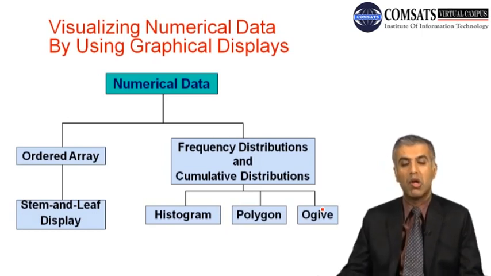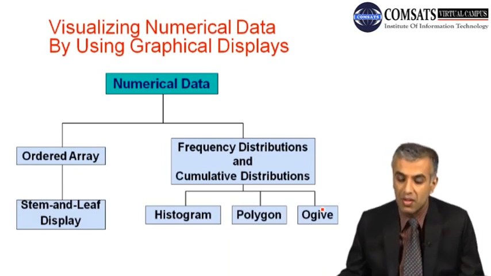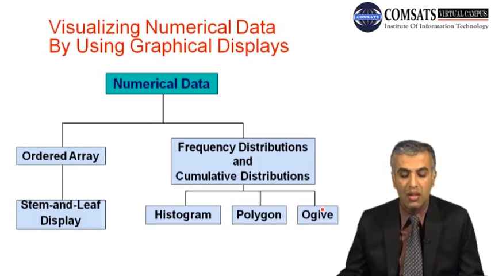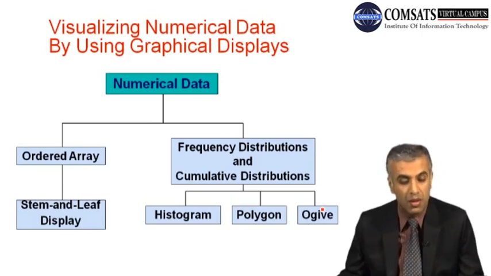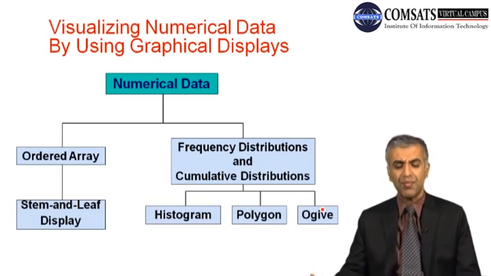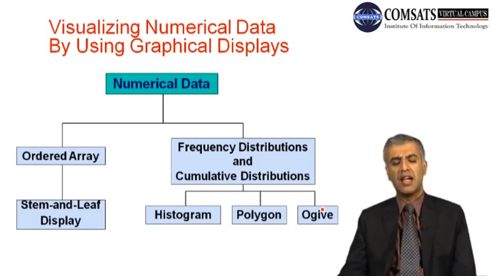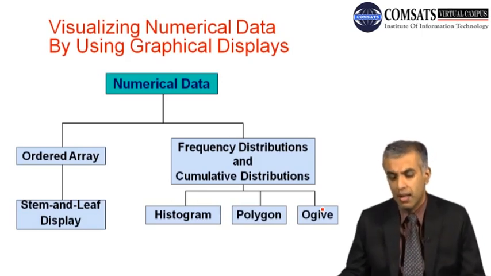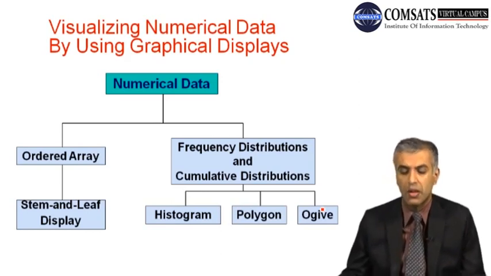Then we had a detailed discussion on numerical data and its display. In this case we came to know about the ordered array, frequency distribution and cumulative distribution. A few methods used to display information about such data are the stem and leaf display, histogram, polygon, and ogive.